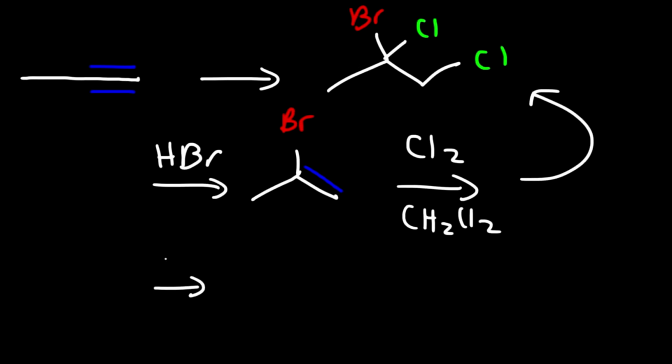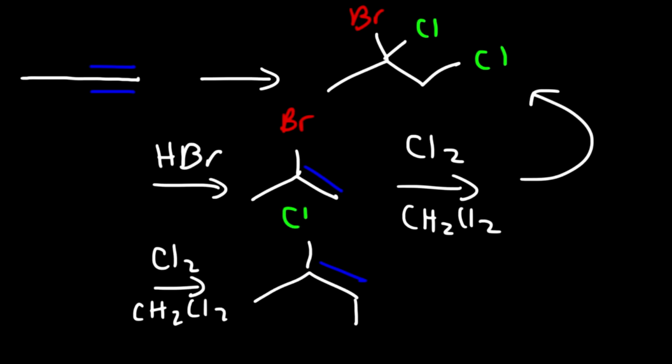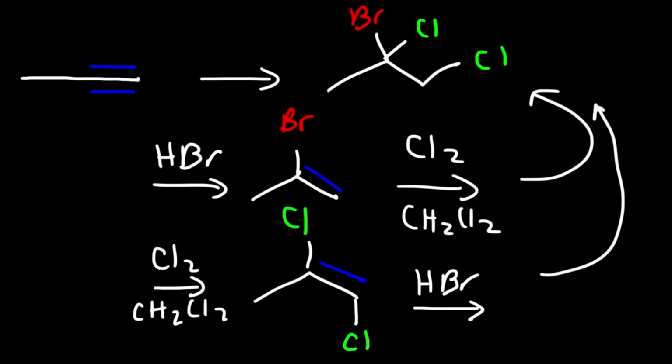product. Or we could add Cl2 to begin with. And so we're going to get this double bond with 2 chlorine atoms. And then we can add HBr, which will give us the same final product. So both methods can lead to the same product.